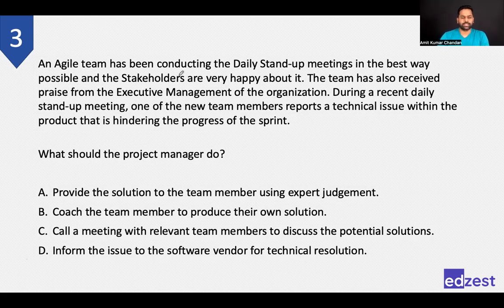Okay, so let's discuss this. An Agile team has been conducting the daily stand-up meetings in the best way possible, and the stakeholders are very happy about it. Great. For a change, we don't see a problem. Somebody is happy about this. The team has also received praise from the executive management of the organization. During a recent daily stand-up meeting, one of the new team members reports a technical issue within the product that is hindering the progress of the sprint.